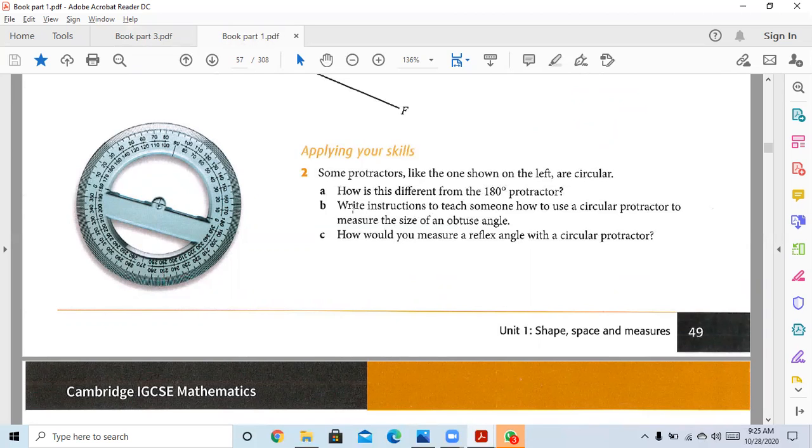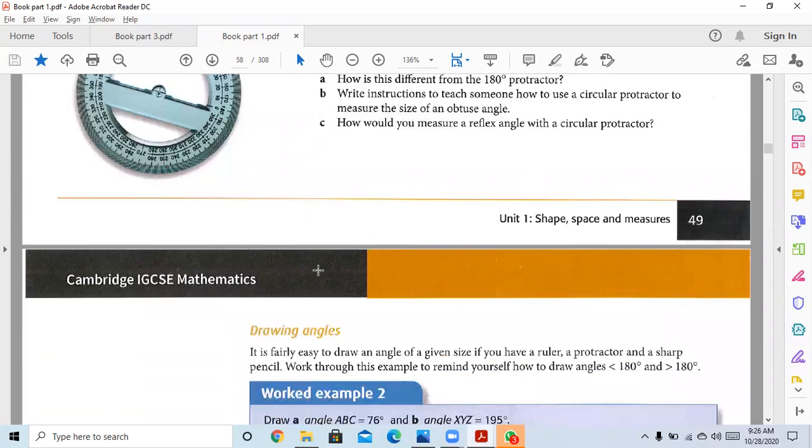Write an instruction to teach someone how to use a circular protractor to measure the size of an obtuse angle. How would you measure the reflex angle with the circular protractor? With the help of a circular protractor, you can easily find your reflex angle and another angle, the revolutionary angle. A revolutionary angle is mostly 360, so you can easily find the reflex angle.